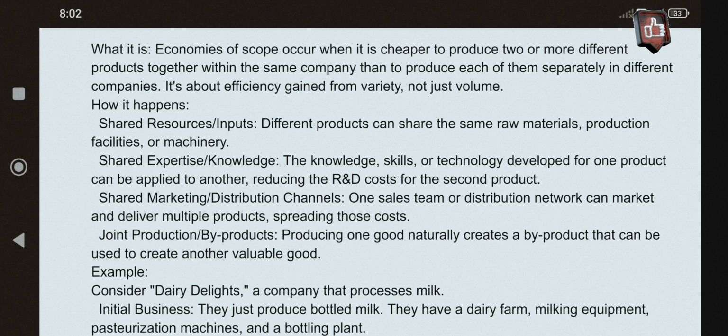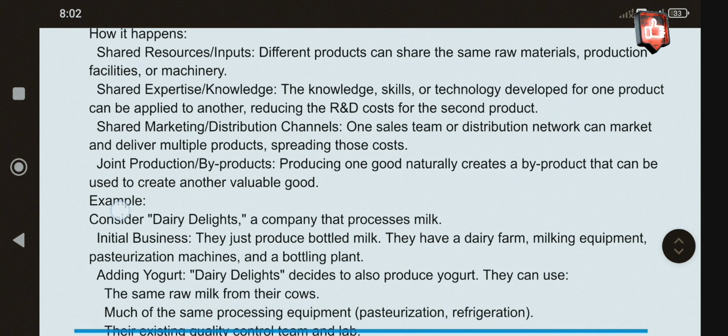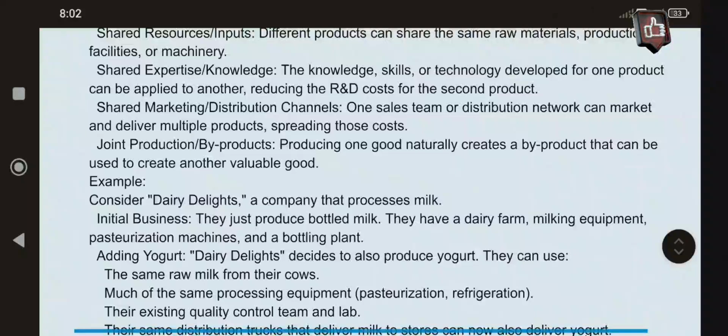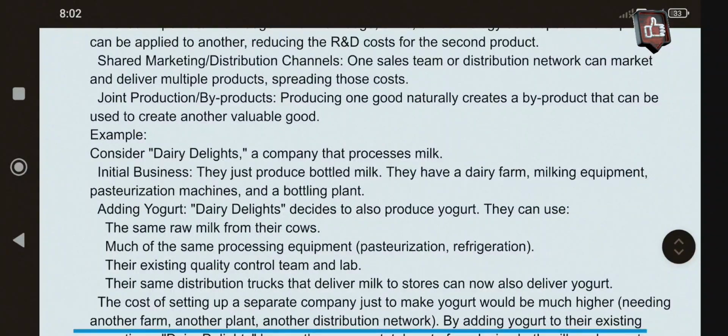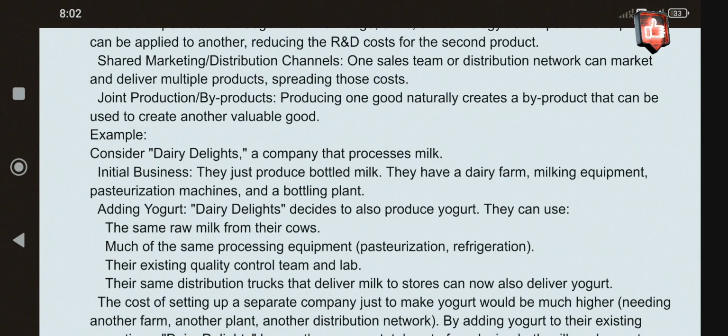How it happens. Shared resources, inputs. Different products can share the same raw materials, production facilities, or machinery. Shared expertise, knowledge. The knowledge, skills, or technology developed for one product can be applied to another, reducing the R&D costs for the second product. Shared marketing, distribution channels. One sales team or distribution network can market and deliver multiple products, spreading those costs. Joint production, byproducts. Producing one good naturally creates a byproduct that can be used to create another valuable good.